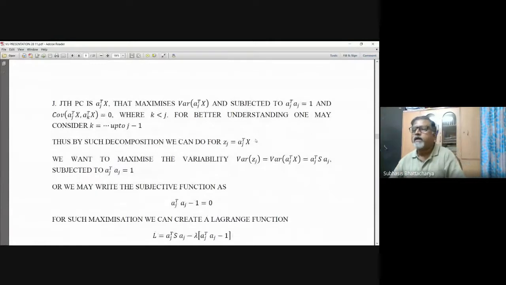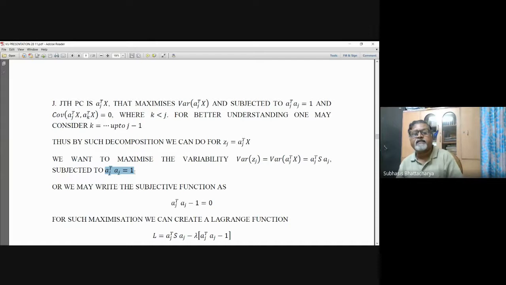The main thing in deriving the principal components is that we are maximizing the variability. After creating the dimensions, we combine the variables in such a way that it maximizes the variability. But when you maximize something, there is some constraint. Since it is a constrained maximization problem, what is the constraint? The constraint is A transpose A equals 1.